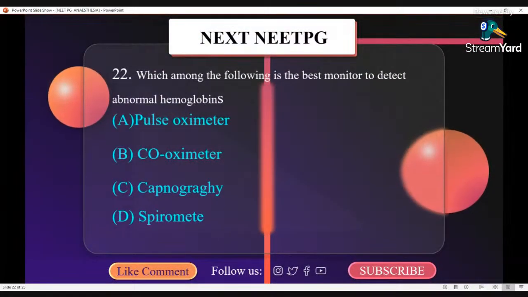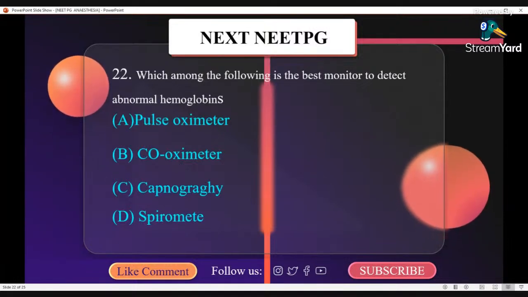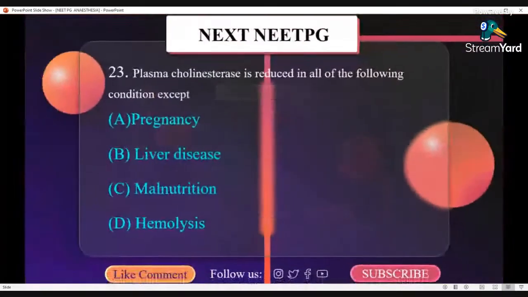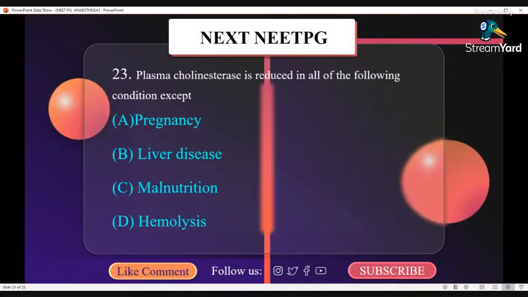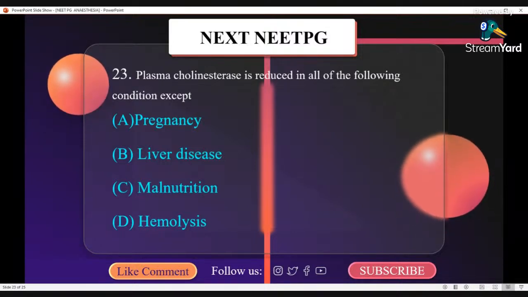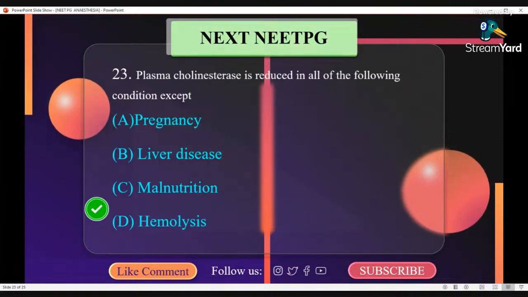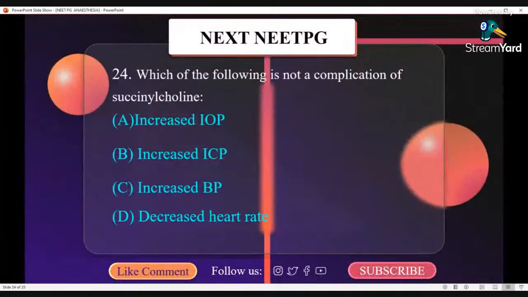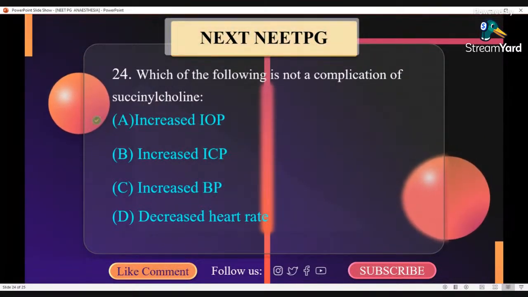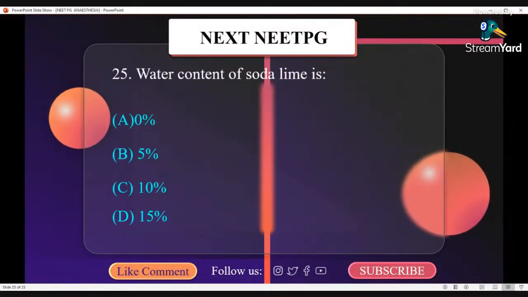Which among the following is best monitored to detect abnormal hemoglobin? It is definitely CO oximeter. So the correct option is B, CO oximeter. Plasma cholinesterase level is reduced in all of the following conditions except hemolysis. Which of the following is not a complication of succinylcholine? Water content of soda lime is 15%.